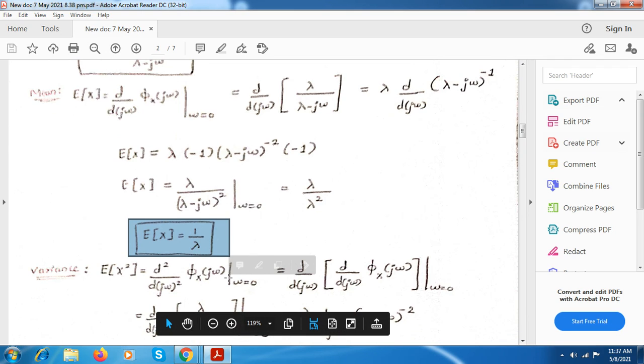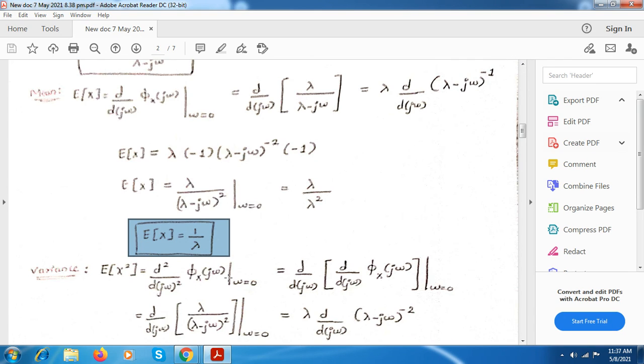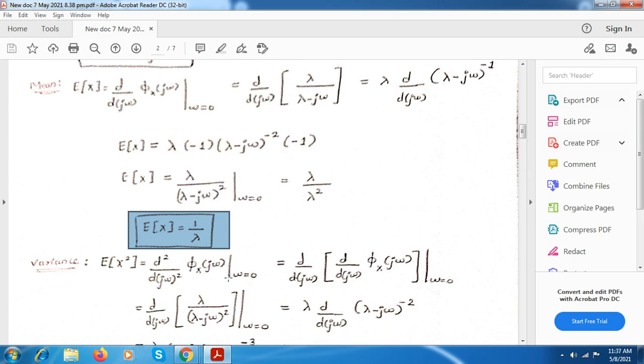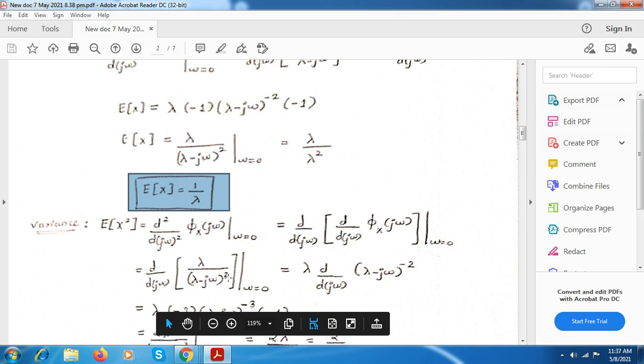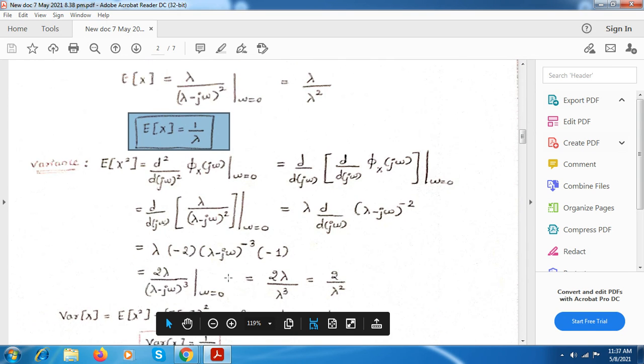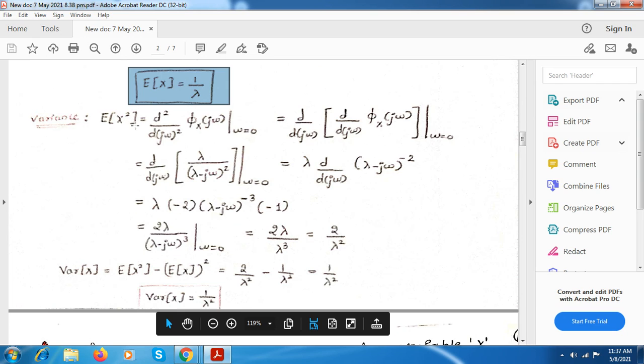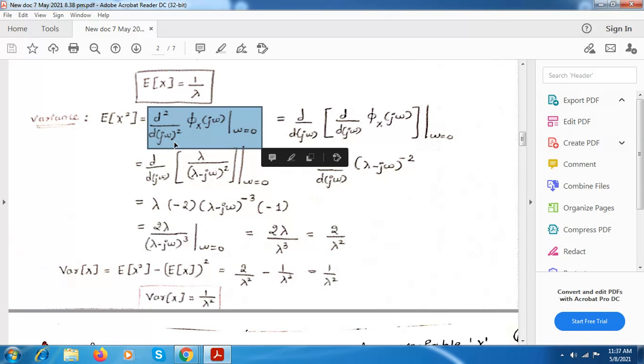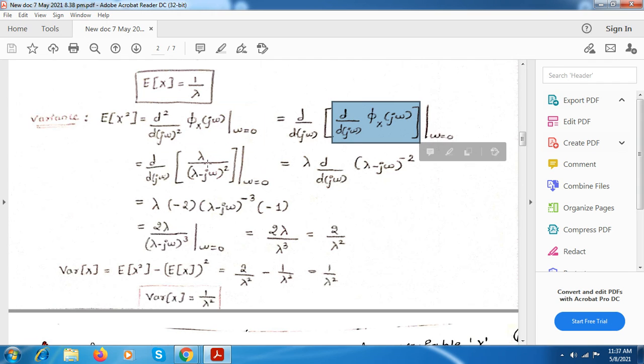So next for variance also, first you have to calculate the second order moment, that is E of x square, and then substitute in the variance formula. Here this is the second order moment E of x square. You have to differentiate this characteristic equation twice with respect to j omega. So one time differentiation you already know, you have got this.